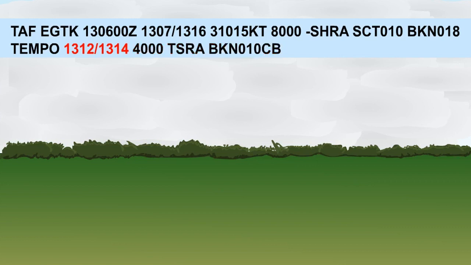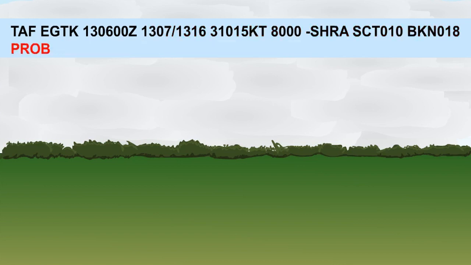Between the 13th at 1200 Zulu and the 13th at 1400 Zulu, the visibility will fall to 4,000 meters, with the weather being thunderstorms and moderate rain. There will be 5 to 7 octas of cumulonimbus cloud at 1,000 feet. However, after 1400, the weather will return to the base conditions specified here.